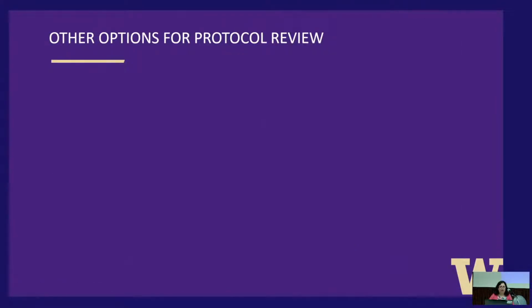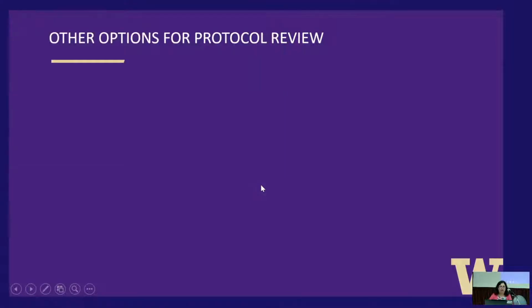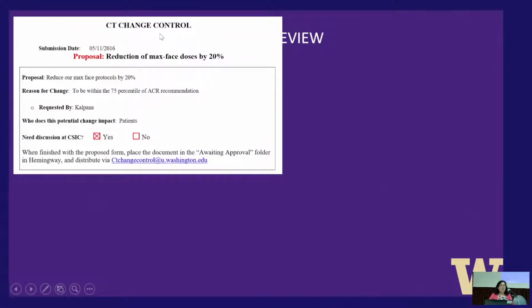Besides doing it this way, there are other options for protocol review on a regular basis, right? But one thing I want to talk about before that is, once we do protocol review, how do we make sure that the change is implemented and everyone knows about it? So we have what's called a CT change control form. It's pretty old, what I put in here. The proposal was reduction of max phase doses by 20%. And actually it was requested by me. And I said, we want to be within the 75th percentile of the ACR recommendation.